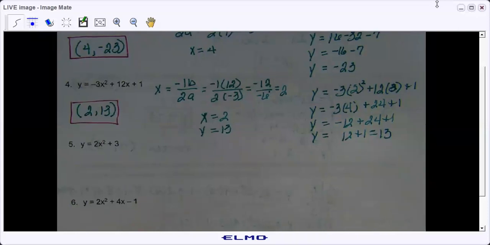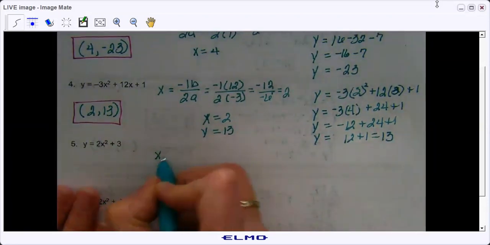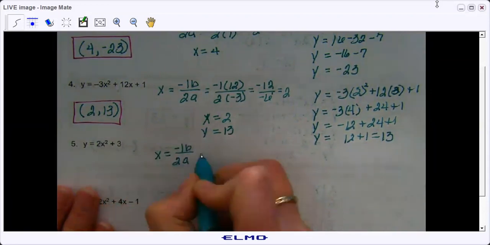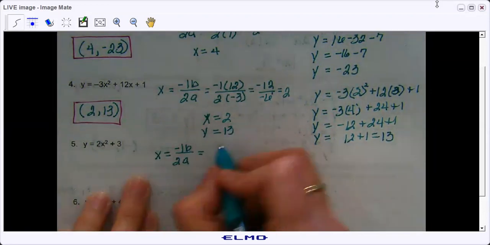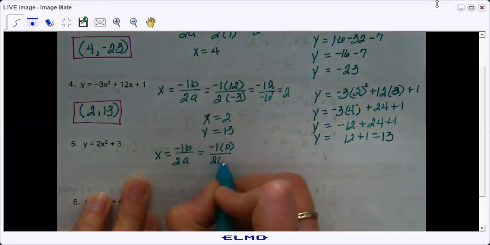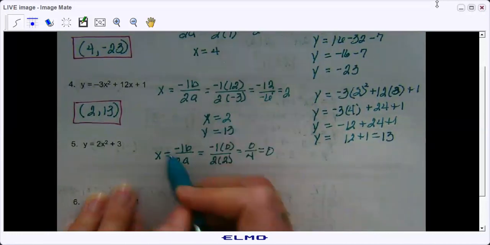Check number 4. Any questions on that one? Okay. If you look at number 5, you'll notice there is no BX. So anytime you come across something like that, when you plug in for your axis of symmetry equation, it's 0. That's all it is. So it'd be -1 times 0 over 2 times 2, which is 0 over 4, which is 0.